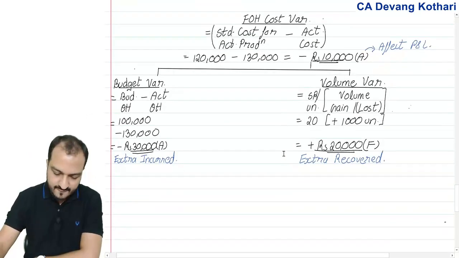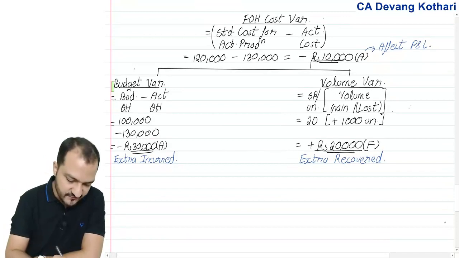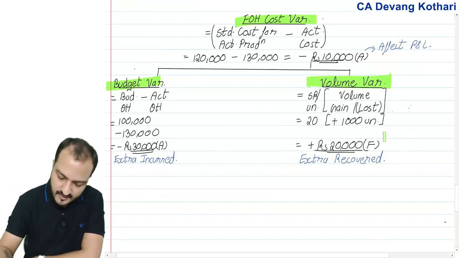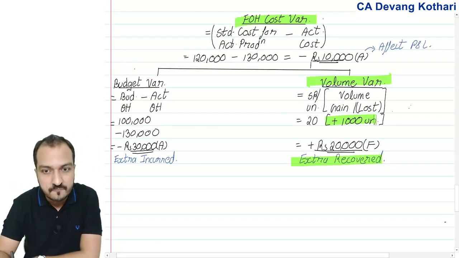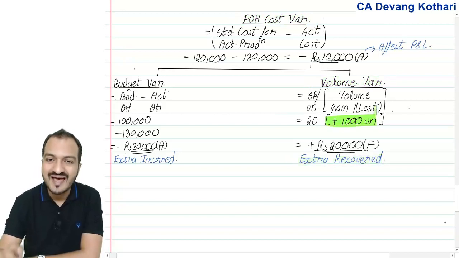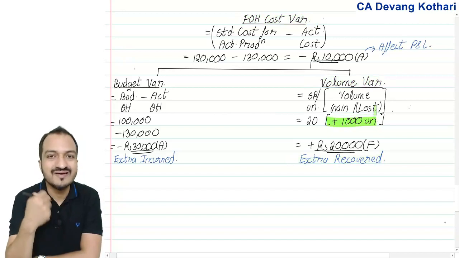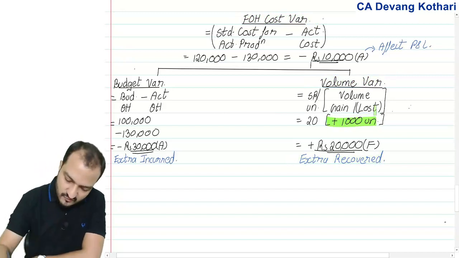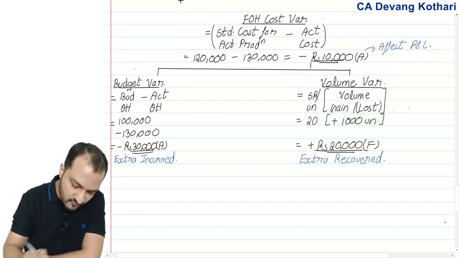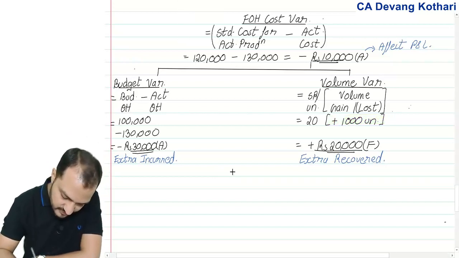Now, under my fixed overhead variances, we learned budget variance, volume variance, and cost variance. This volume variance indicates the extra recovery because of extra units that I got. Now, these extra units that I got could have a few more reasons. What is the reason why I was able to produce extra units? What could be the reason why I was able to produce extra units?